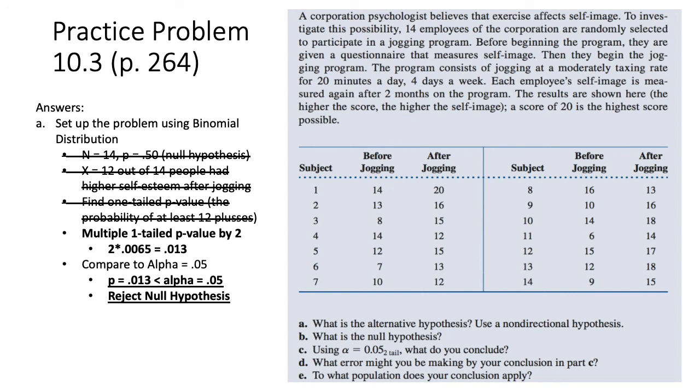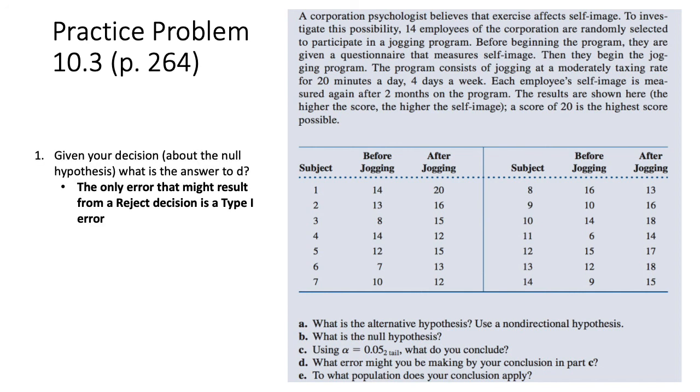Now D and E. The answer to D rests on what your decision is. So what error might you be making if you make a reject decision? Well, the only error that you could make if your decision is to reject is a type 1 error. It could be that in fact jogging has no effect, that this is just a fluke.